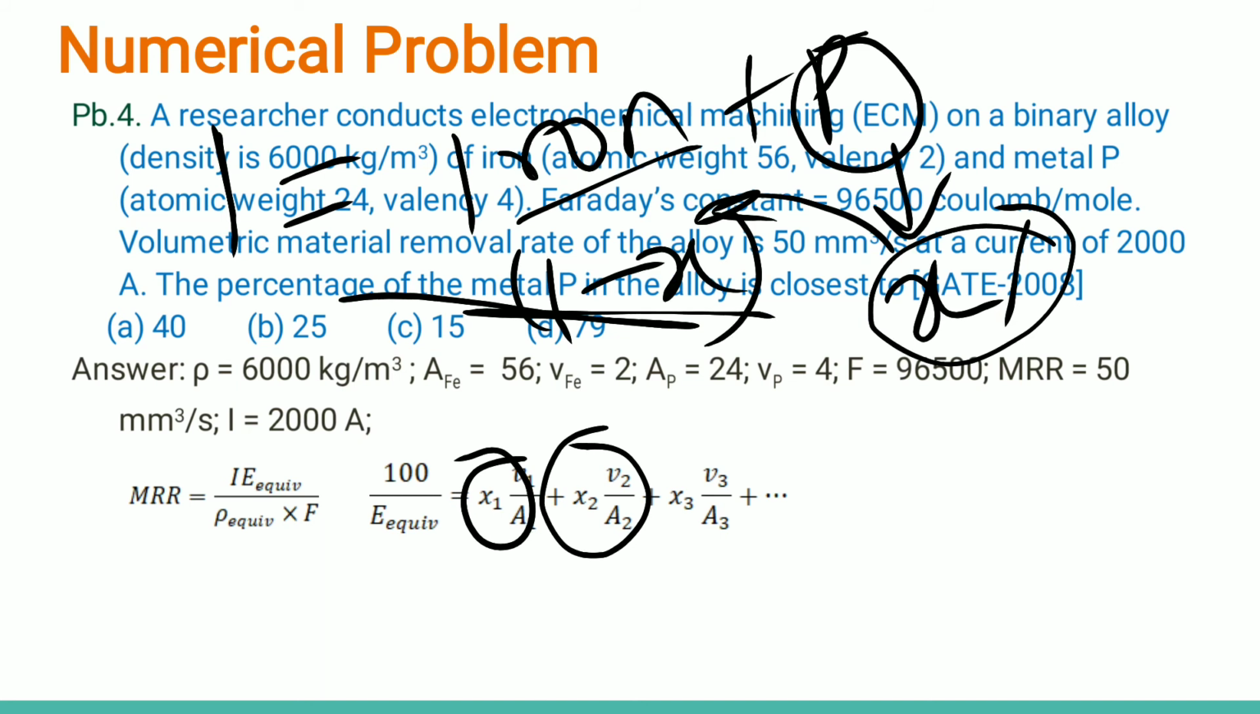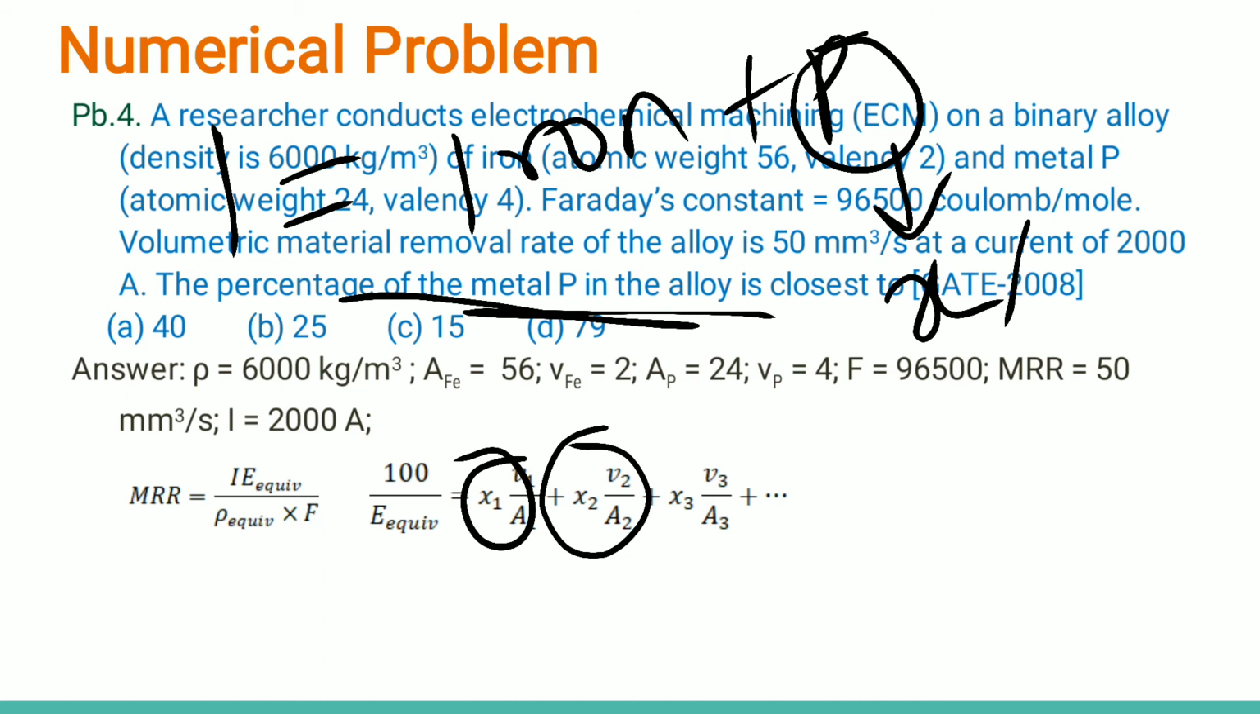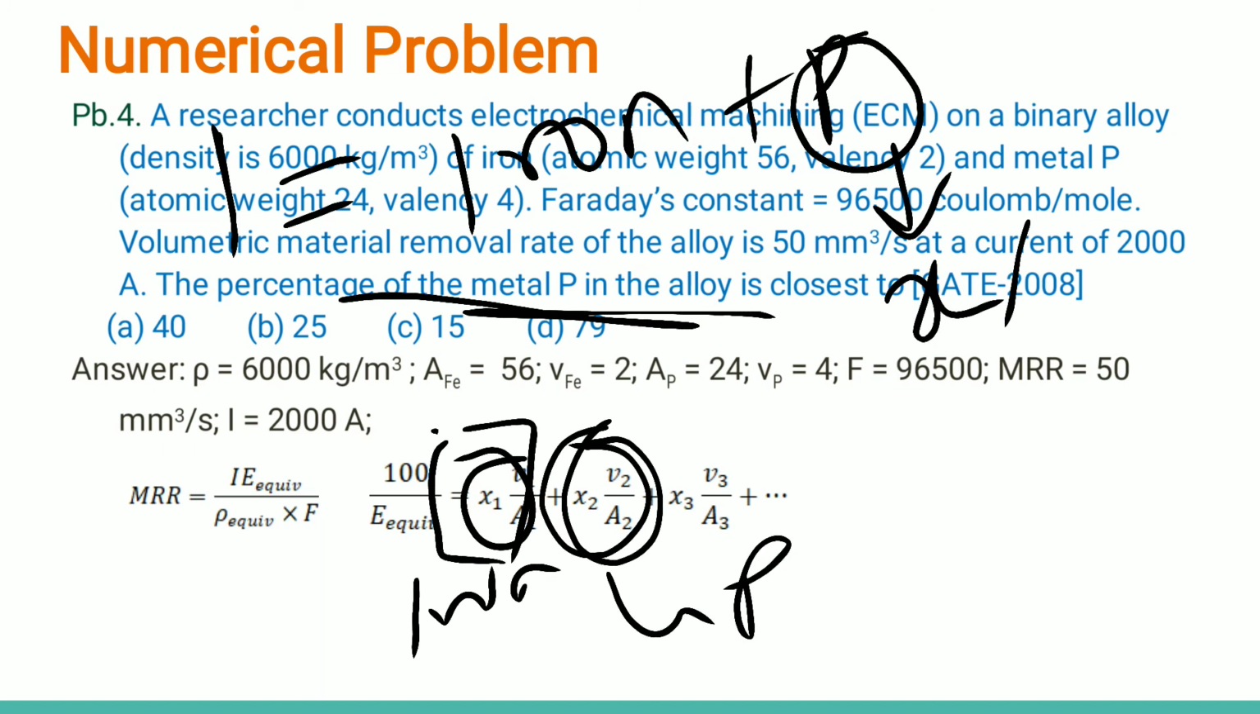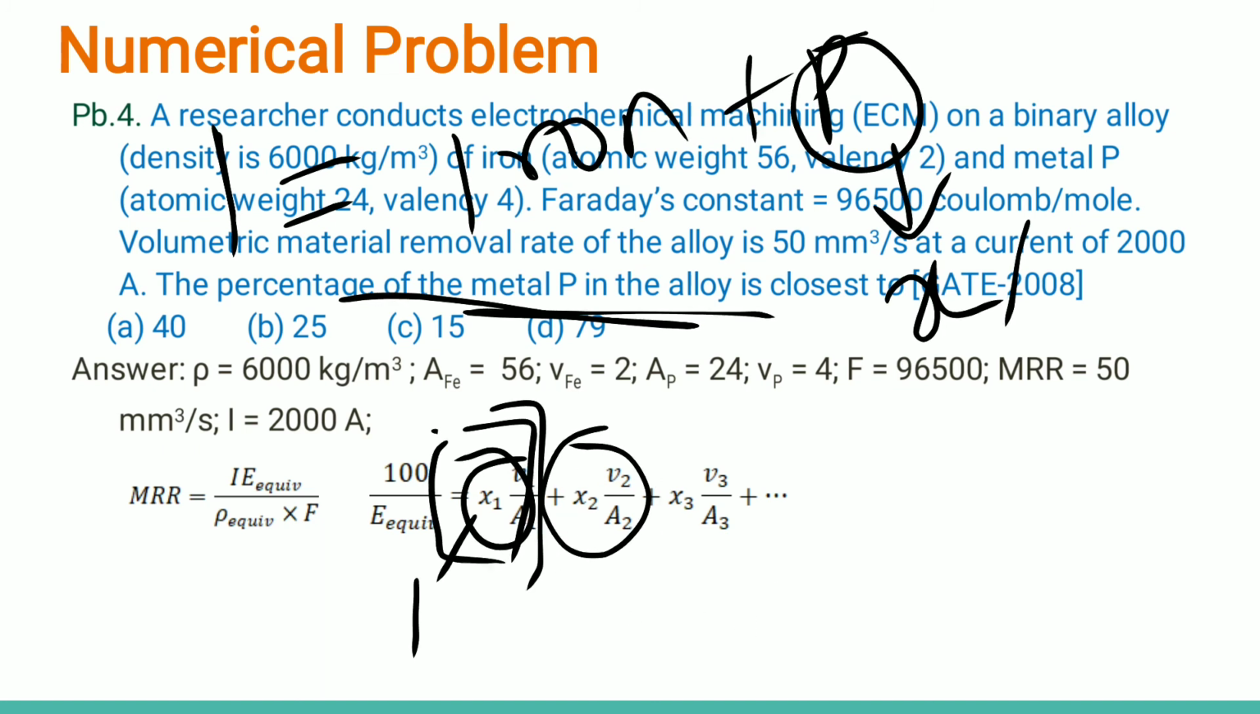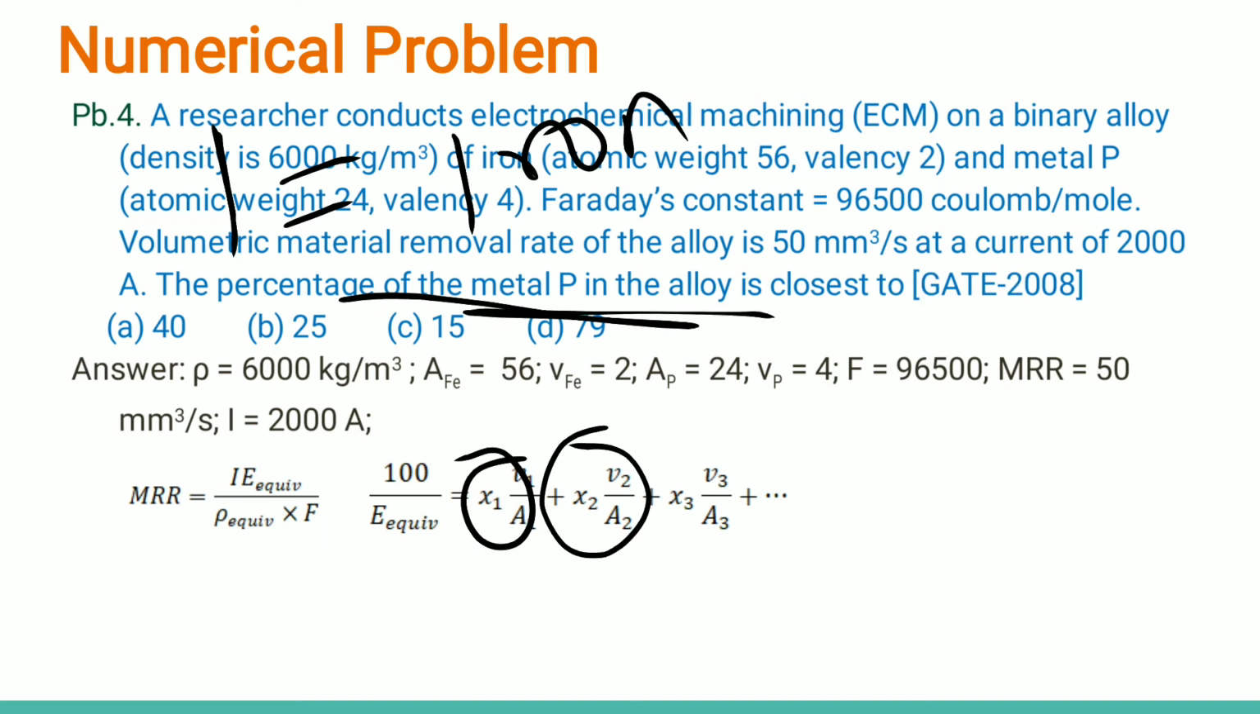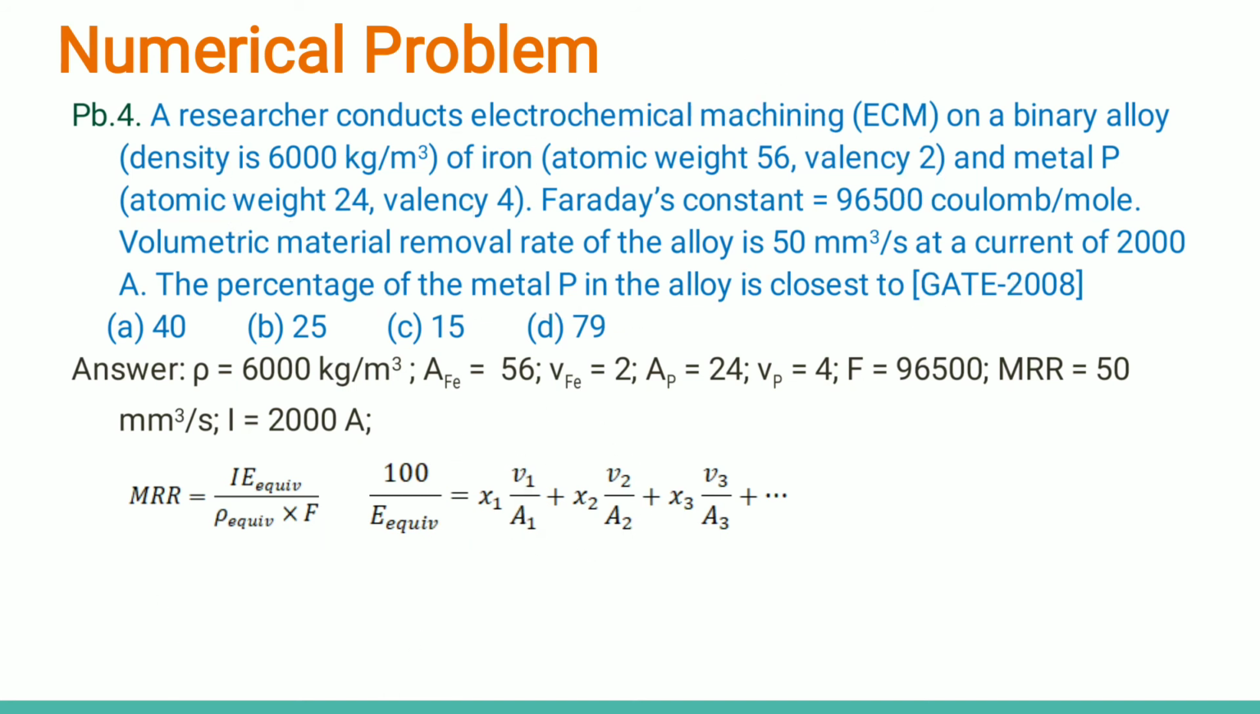Okay, so I am taking the first term, x1, for iron, and the second term, x2, for the p material. So the value of x1 will be 1 minus x, and the value of x2 is x, because I am considering x as the percentage of the p material in the alloy, and the remaining is iron, so that is 1 minus x.